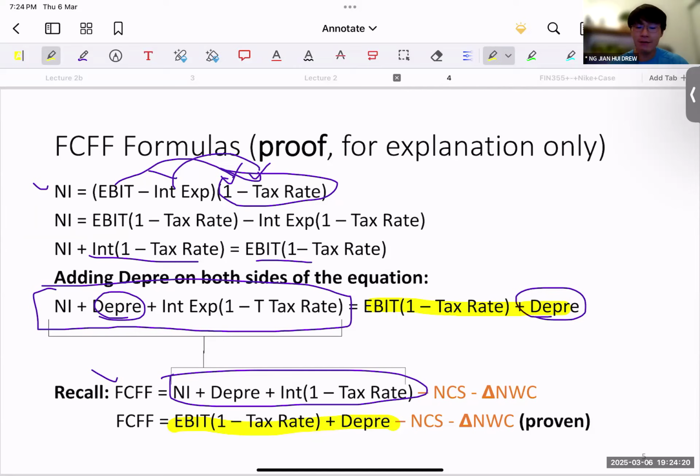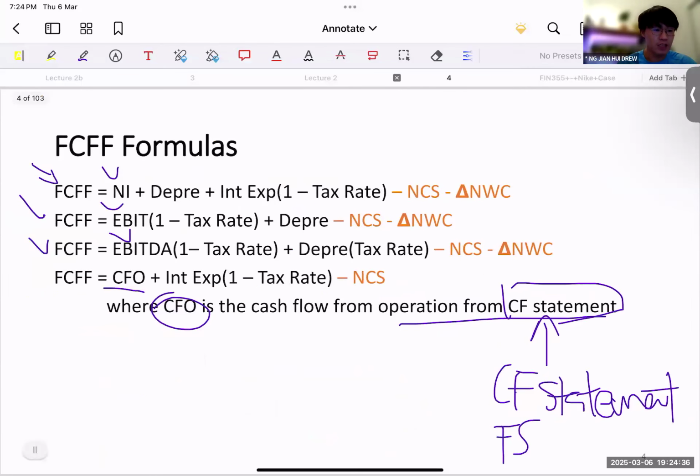So again, this is just for explanation. You'll never be asked to prove this. I do see a question here: what if I use my own this minus this? Okay, let me go back to this formulation here, using the operating cash flow statement. The reason why you might not get the same answer is because the operating cash flow generally has some adjustments that are done in the cash flow statement.